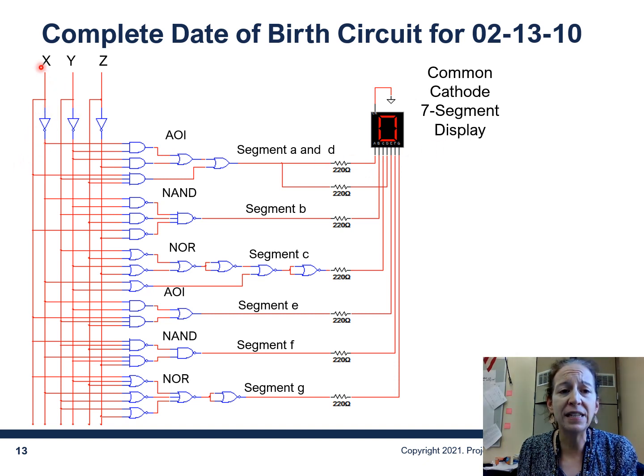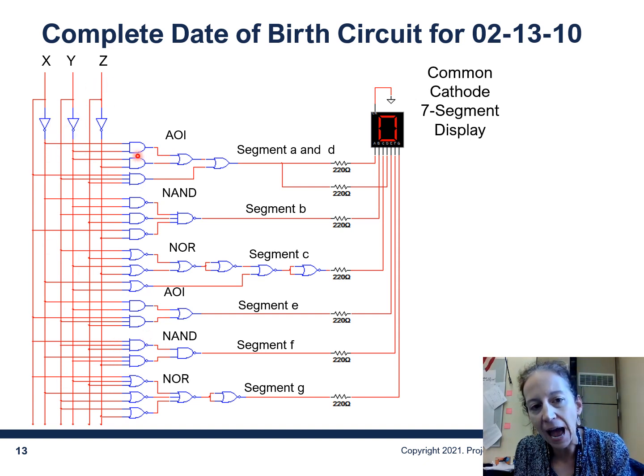So what they did over here was that you have your X, your Y, and your Z, and then they have the inverted line, okay? And then they're running that line straight down on the left-hand side so that they can tap into it for all of their circuits.